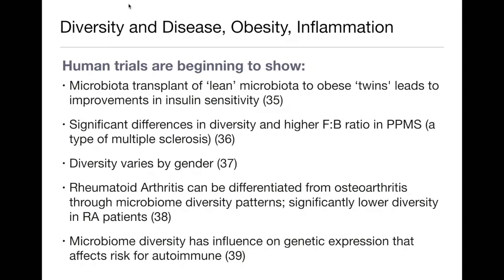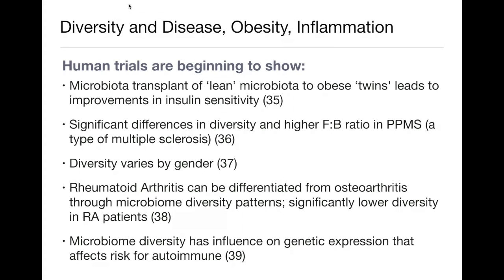Some human trials are just now starting to look at this stuff that we've been studying in animal models for a really long time. Implanting lean microbiota into obese individuals improves their insulin sensitivity. So this is a fecal transplant. It selects for better diversity in those individuals. Multiple sclerosis and rheumatoid arthritis, both autoimmune diseases, have very different diversity compared to healthy controls. So we're learning ways that we can affect diversity potentially to change the outcome of those diseases.